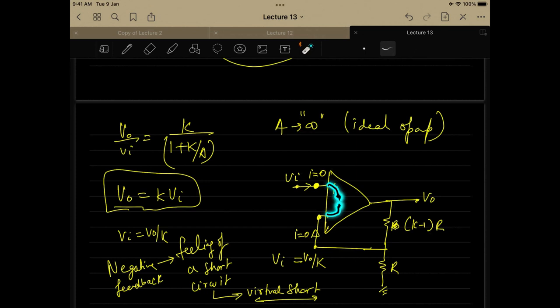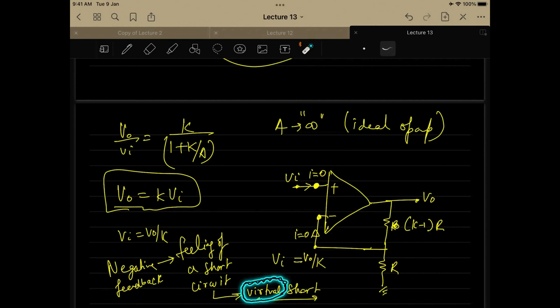But again, one problem came. The problem is, because of negative feedback, what we saw is that this voltage VI is also equal to the VI here. So it's a problematic situation because we have an open circuit because of this I equal to zero concept, and now we have this point equal to this point from the short circuit concept. So short circuits are not actually available here. There is no practical wire connecting the two. There is no practical wire. Okay, so that's why we call it a virtual short.